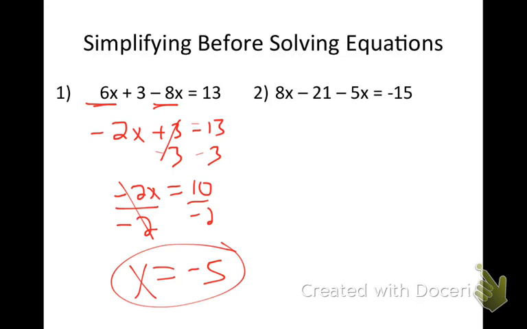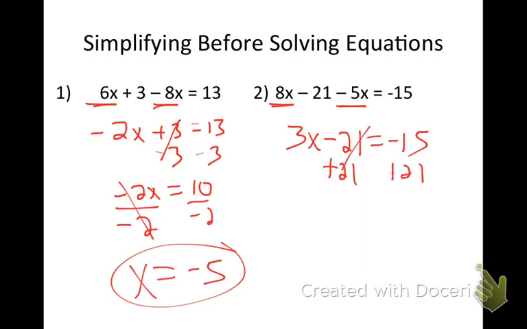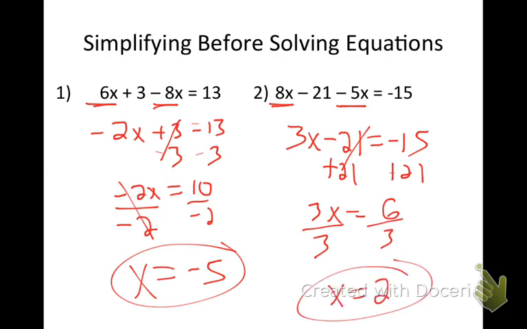Same thing on number 2 here. 8x minus 5x gets me 3x minus 21 equals negative 15. Now what would I do next? Add the 21 over. So I get 3x equals 6. Divide both sides by 3, and I get x equals what? x equals 2. Nice job.